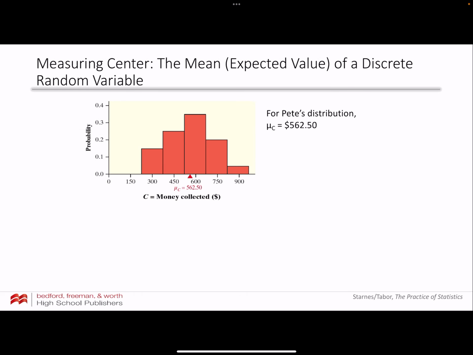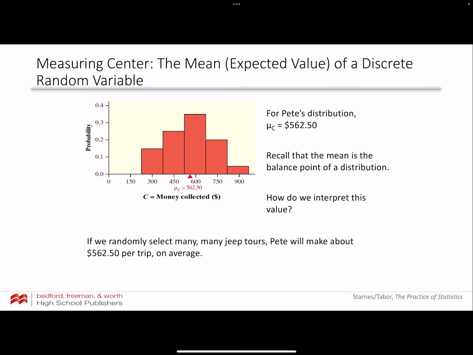Now let's look, going back to Pete and his Jeep tours. So this was his histogram for the amount of money that he collected. And we determined that the average, or mean, or the expected value of his random variable was $562.50. If you recall from earlier in the year, the mean is the balance point of a distribution, whereas the median is where you would cut off the 50% mark. So how do we interpret this value? Remember, this is a population of all of Pete's Jeep tours.